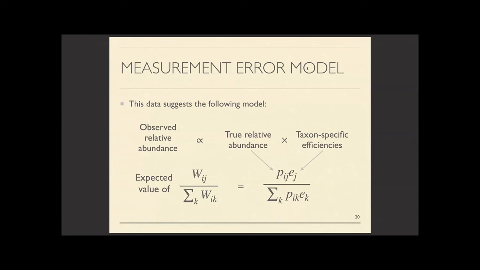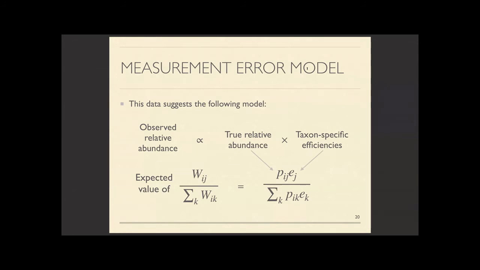Okay, so this data I think provides really good evidence for the following model, which is that observed relative abundances are biased estimates of true relative abundances. And the reason why they're biased is because every taxon has some specific efficiency factor that determines whether or not it's over-observed or under-observed relative to the other taxa in that mixture.